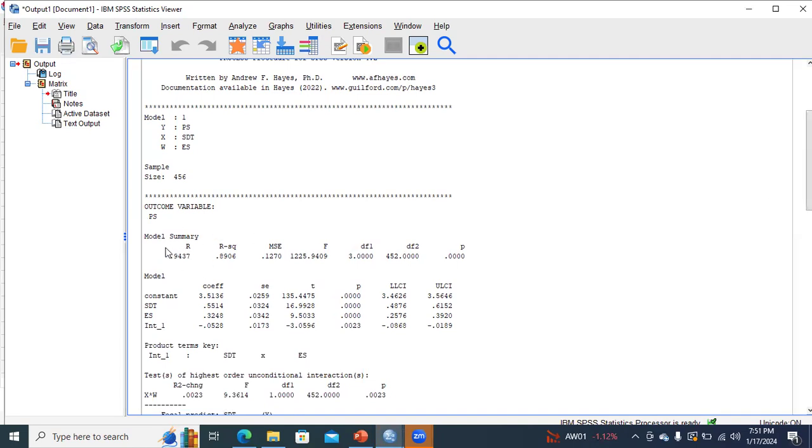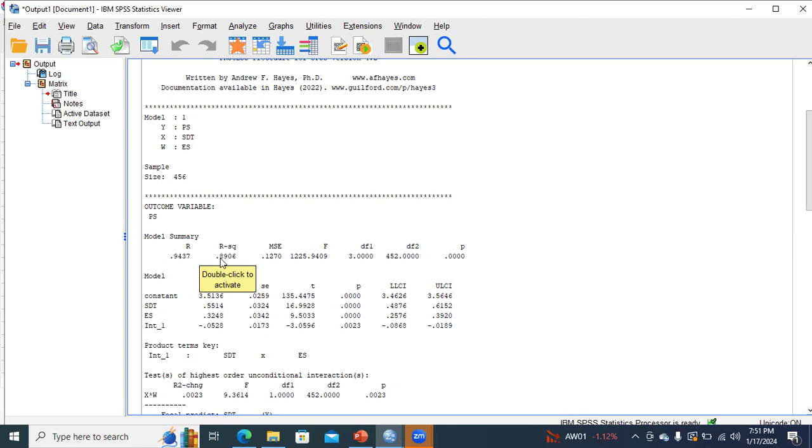First of all, you need to see the model summary. Here you can see your R, that is 0.9437. It means the correlation. Whenever you see simple R, it means the correlation between your independent, moderating, and your dependent variable. So it means the multiple correlation. There is a strong positive multiple correlation between all your variables, and this correlation is significant.